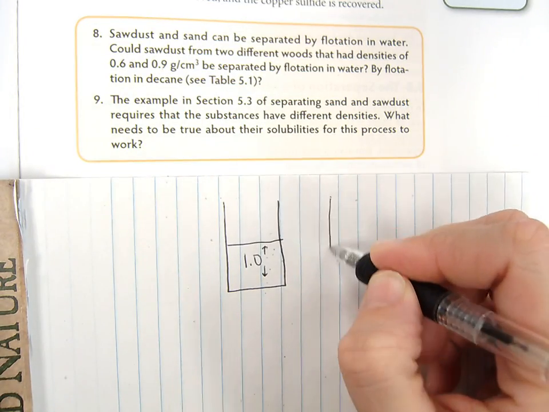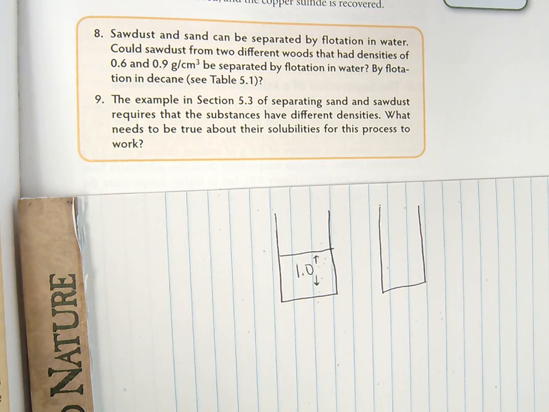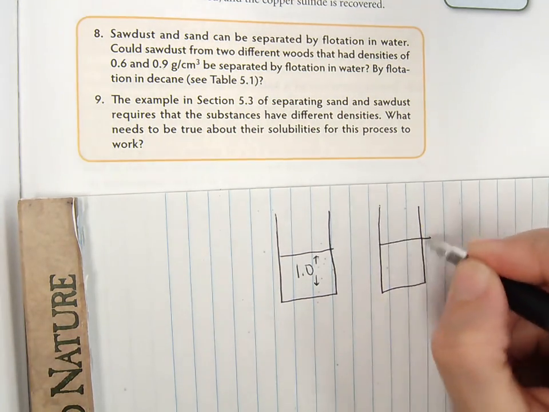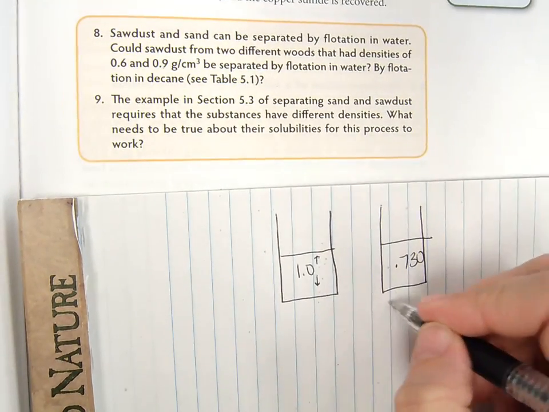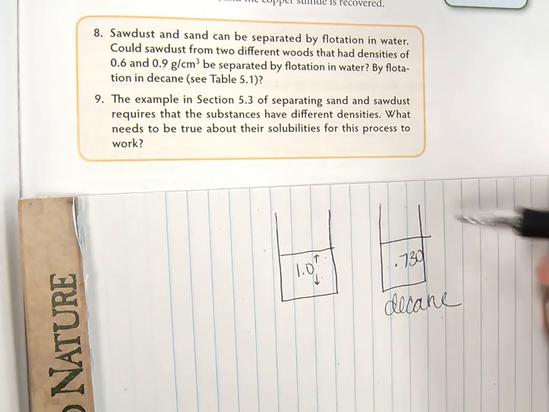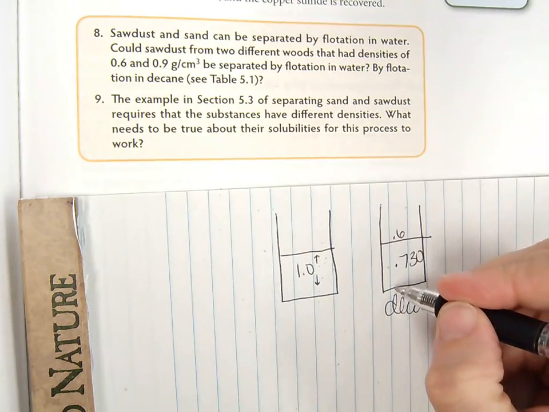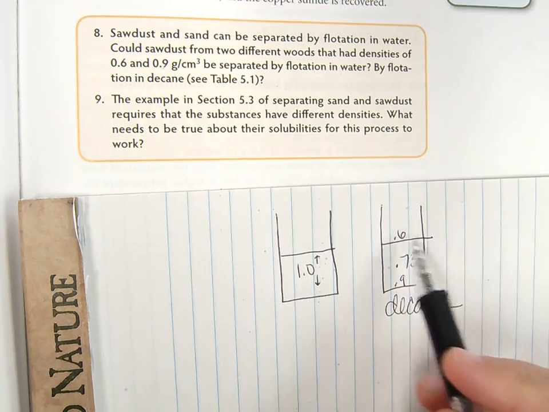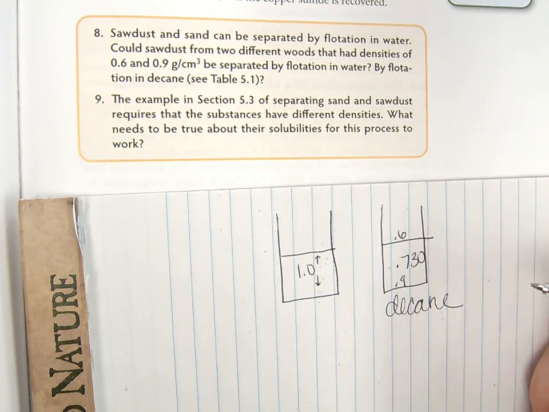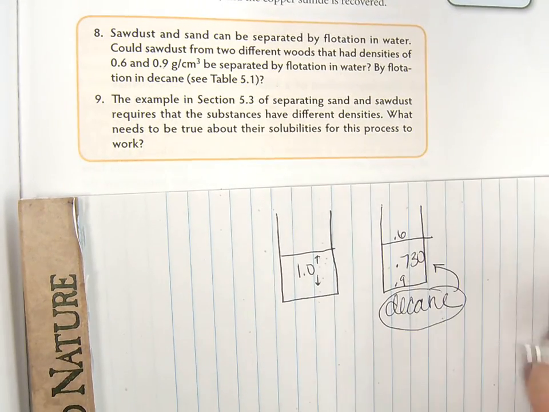So let's look at decane. Let's go back to table 5.1. I'll do that really quick. 0.730. Okay, so this is the density of decane. And this one's going to work just fine, because the one whose density is 0.6 is going to float, and the one with a density of 0.9 will sink, because it's more dense than the liquid, and this one is less dense than the liquid. And so this liquid would be able to separate these two solids by flotation.